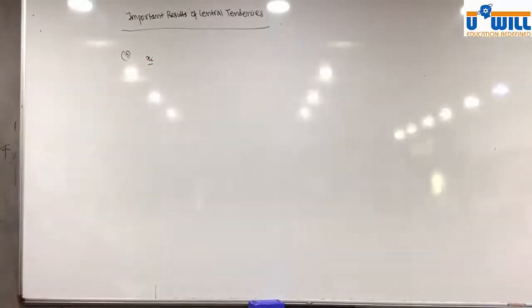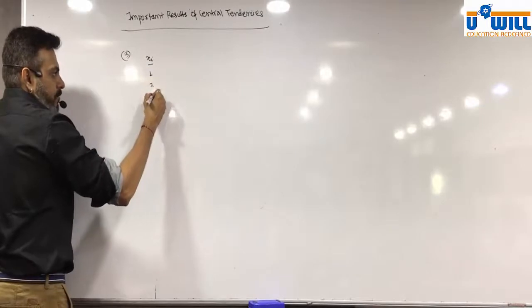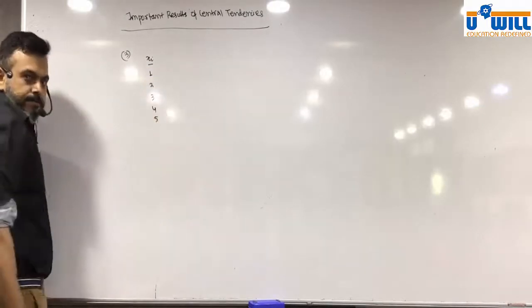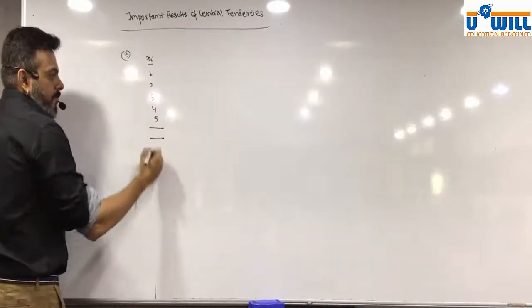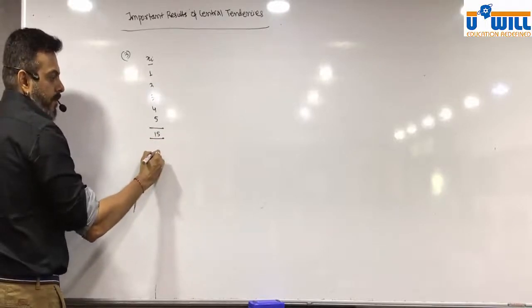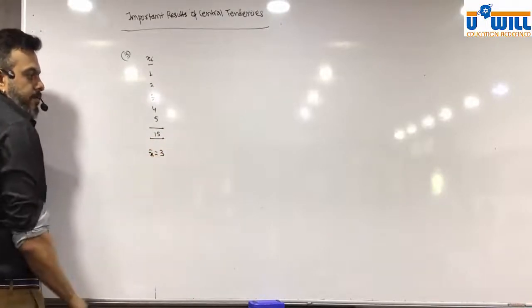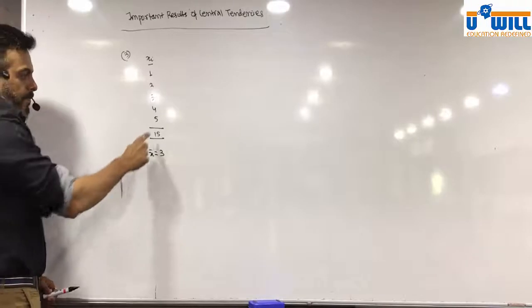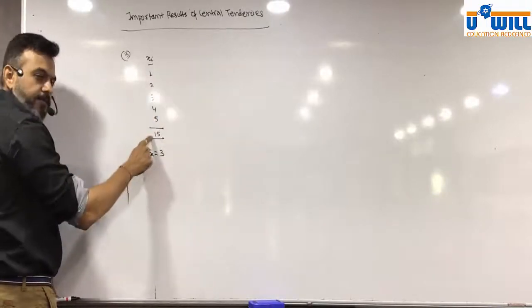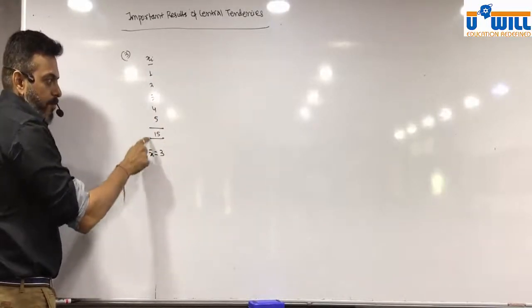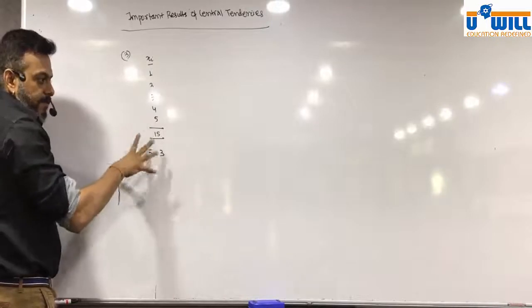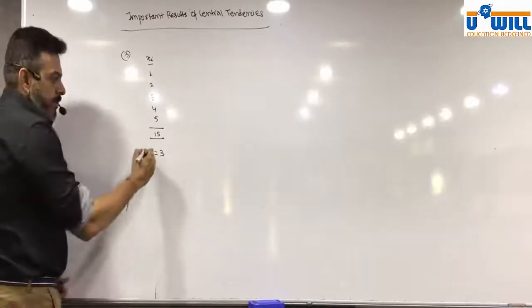Say I have xi as 1, 2, 3, 4 and 5. What is the total? 15. What is x bar? 9 and 6, 15. Sigma xi upon n. How many numbers? 5. So the mean is equal to 3.